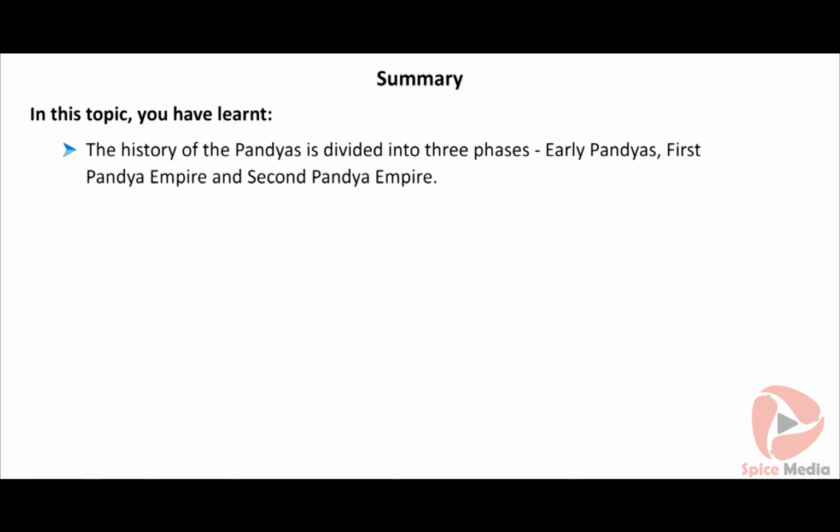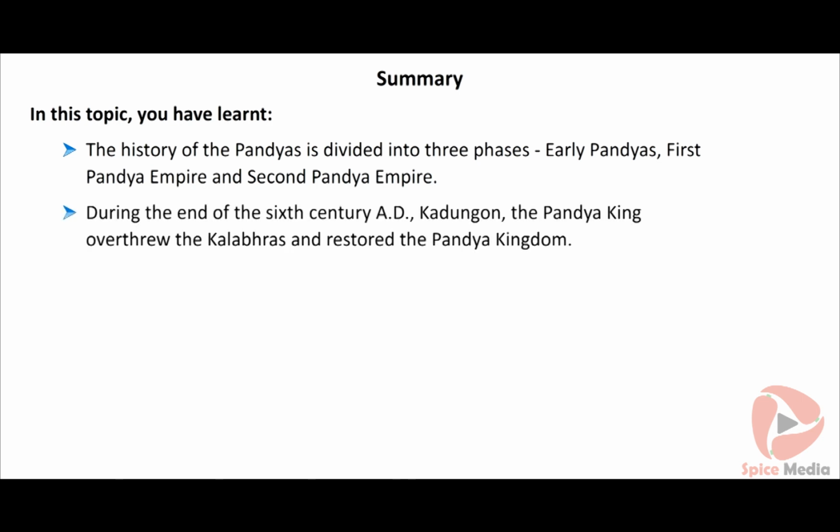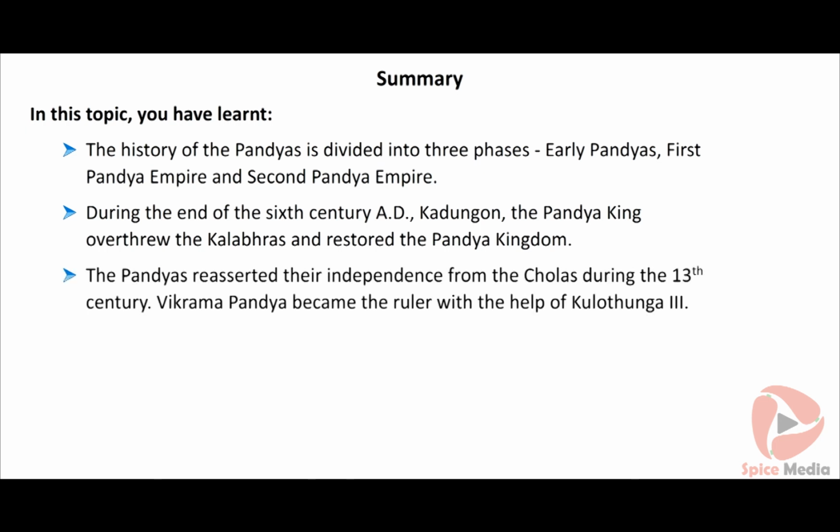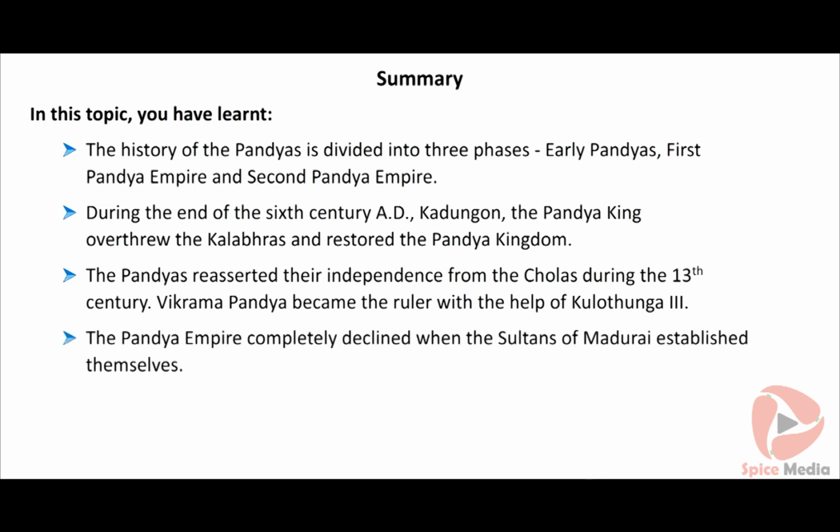Sundara Pandya was able to ascend the throne with the help of Malik Kafur, the commander of Alauddin Khilji. The Khilji dynasty was succeeded by the Tughlaq dynasty, which had a strong hold in South India. They made the Pandya region a part of their empire. The Sultans of Madurai established themselves after the decline of the Tughlaqs. The Pandya Empire completely declined after this.